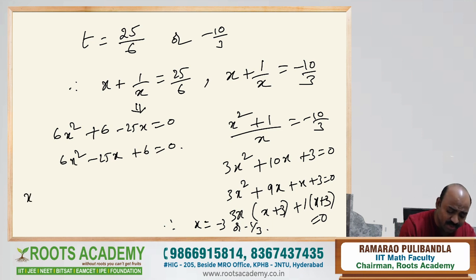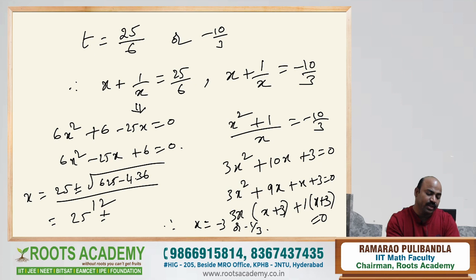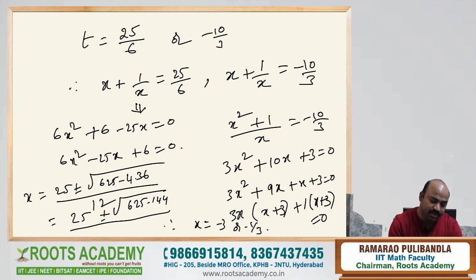So x is nothing but 25 plus or minus root of 625 minus 4 into 36 by 12. Can you give quickly? 25 plus or minus, how much will you get? 36 into 4 is 144, 144 under root of 625 minus 144. How much will it be? 441 by 12. Can you solve it quickly, students?